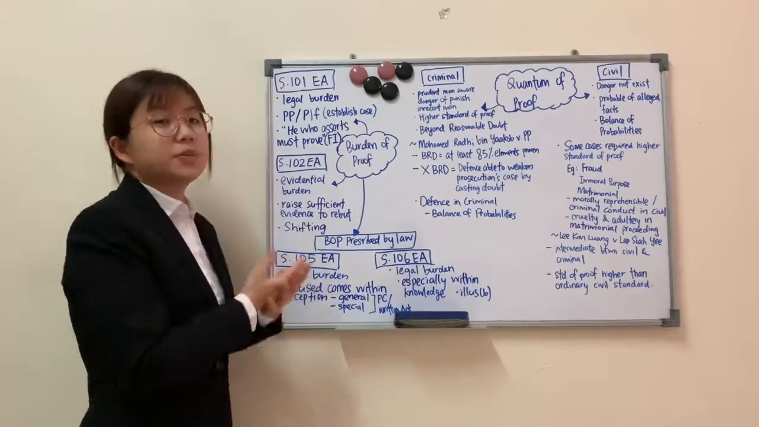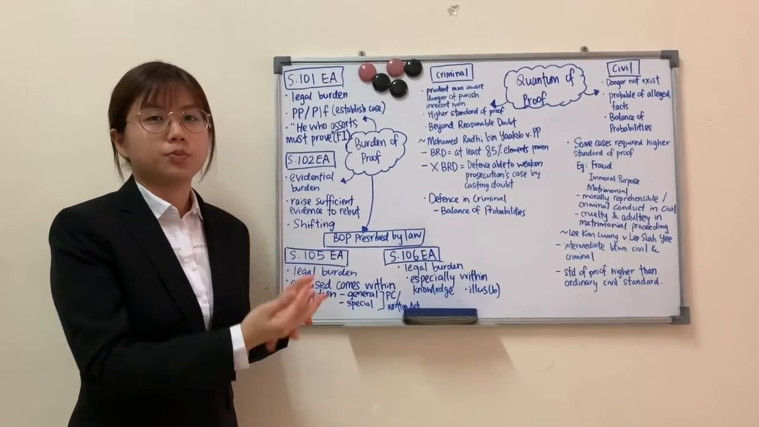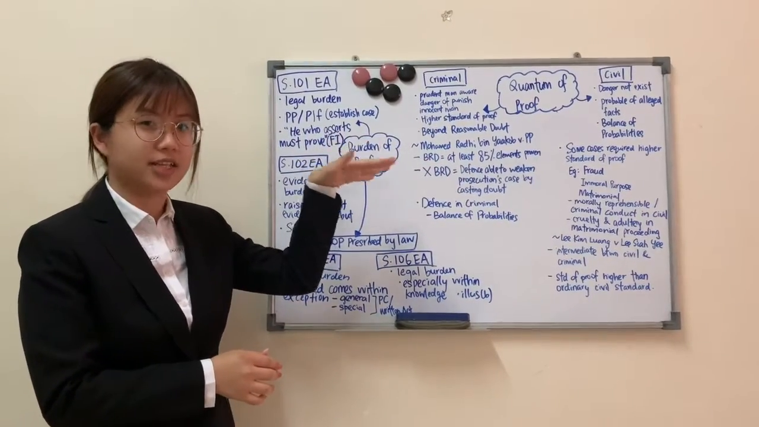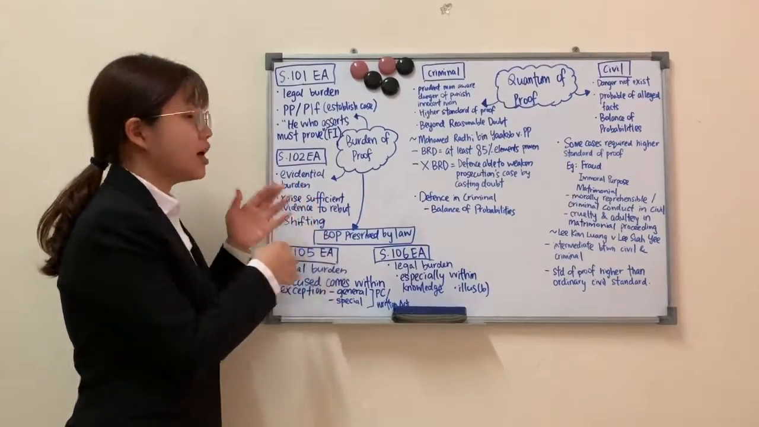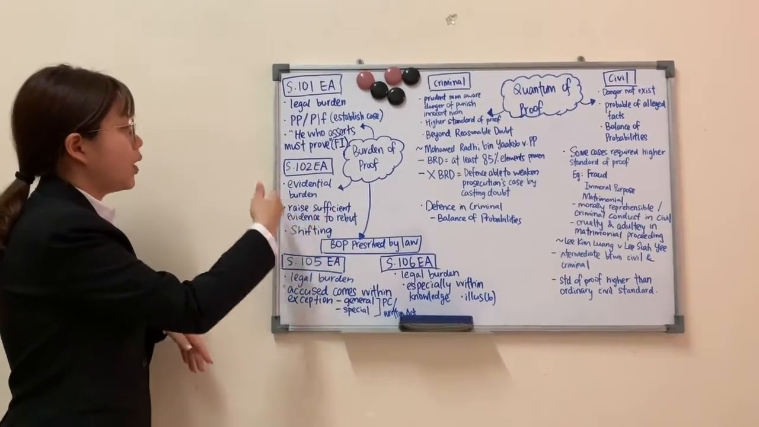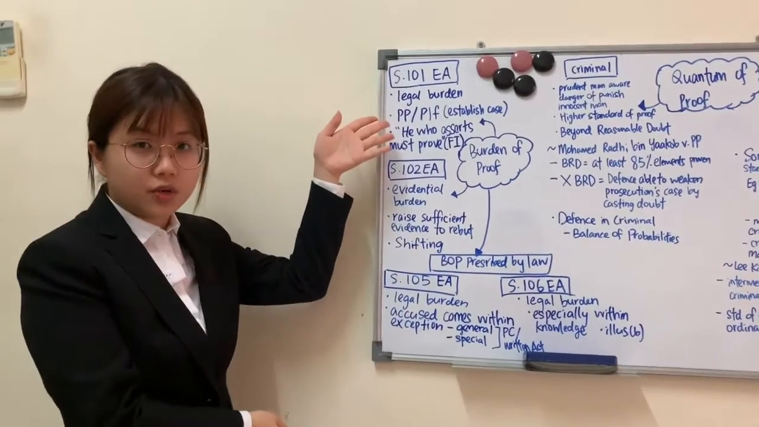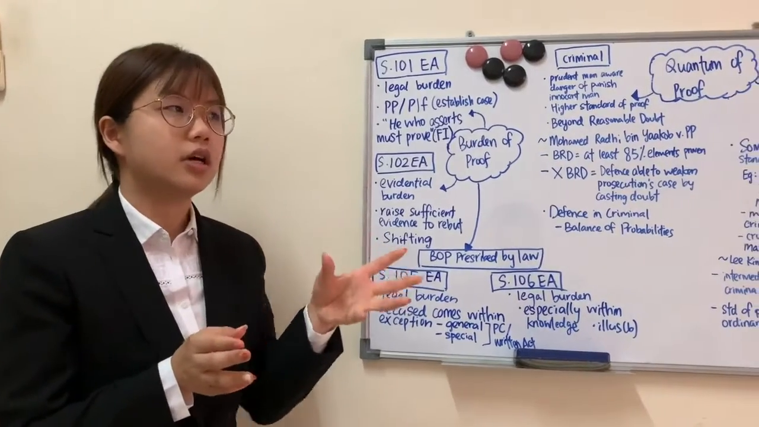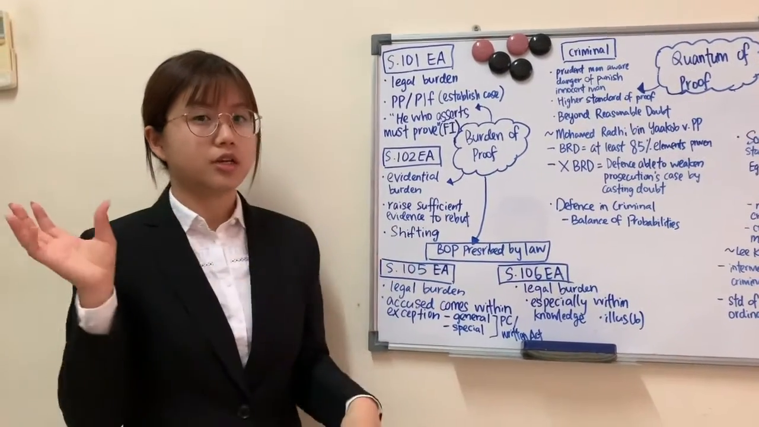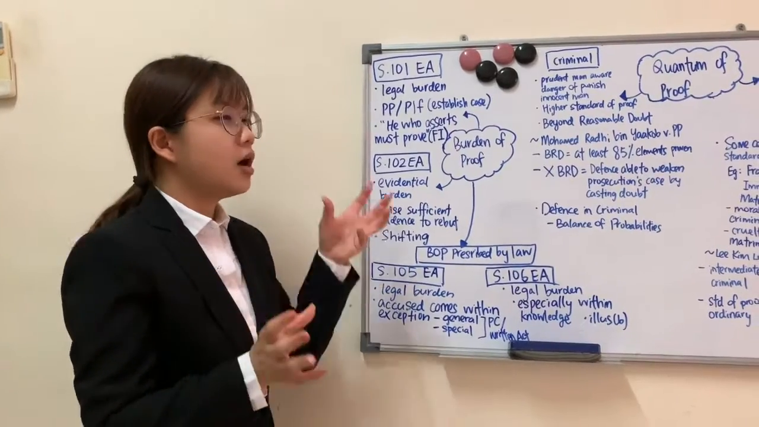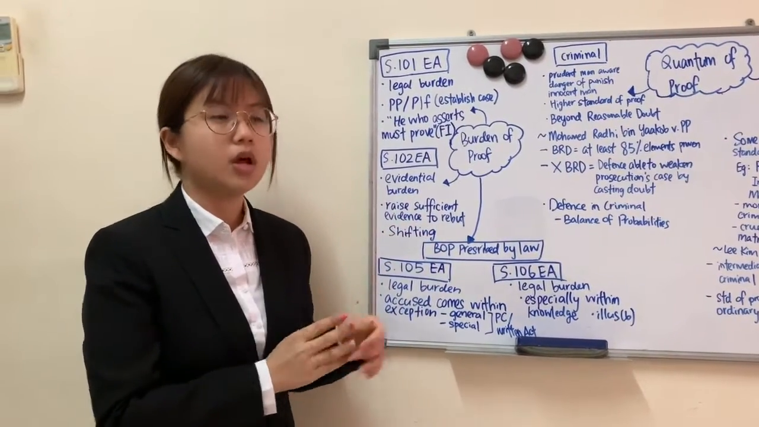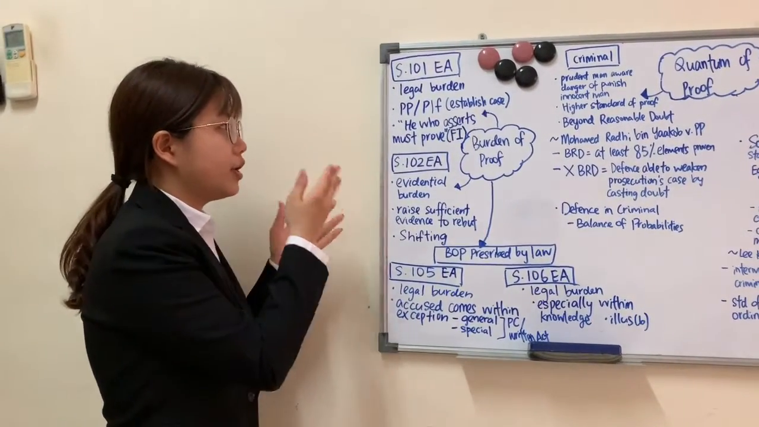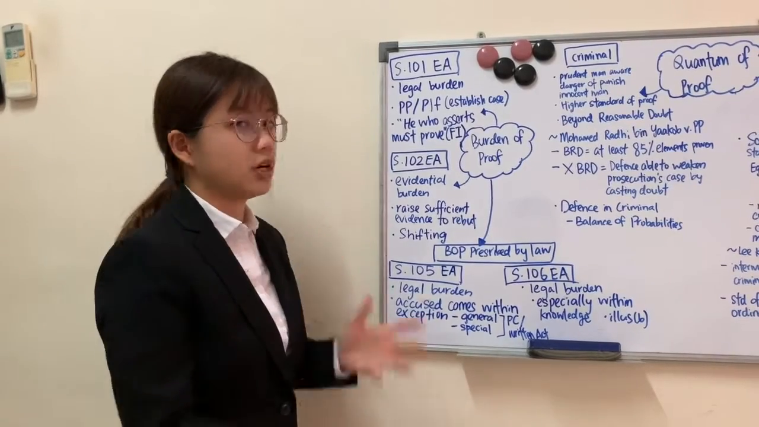So what is burden of proof? Burden of proof means who must prove the case. And quantum of proof means to what extent, to what degree the party has the burden to prove it. According to Section 101 Evidence Act, it is known as the legal burden. In civil cases, there is the plaintiff, and in criminal cases, we have the public prosecutor. Both these parties have the same role, which is to establish the case. So the legal burden is on the plaintiff and public prosecutor to establish the case.